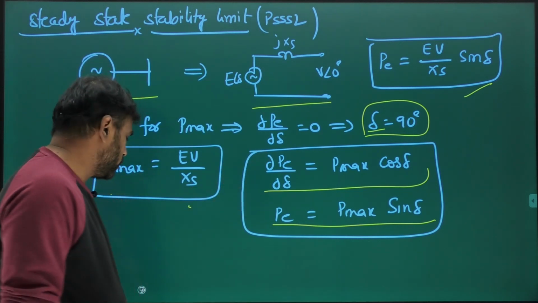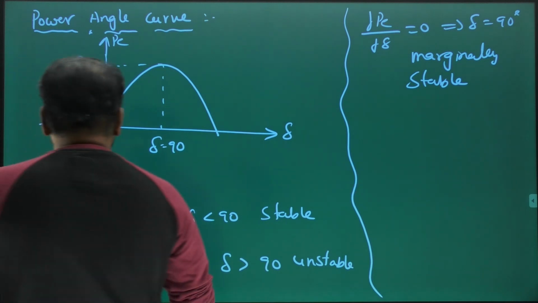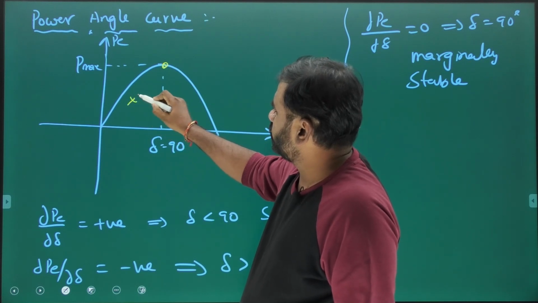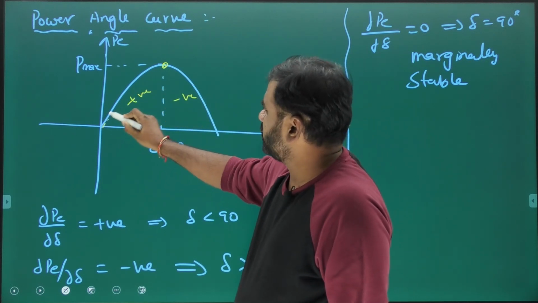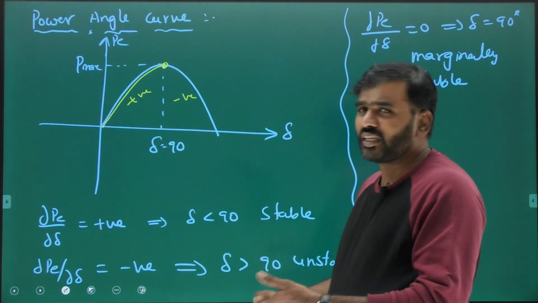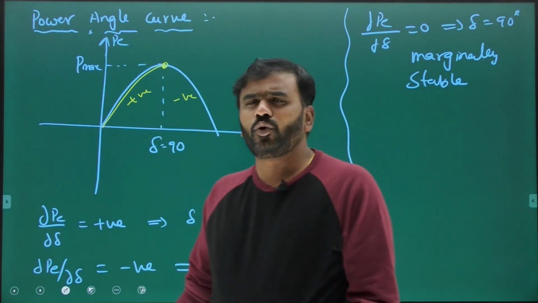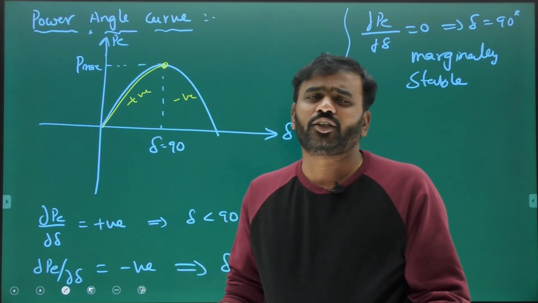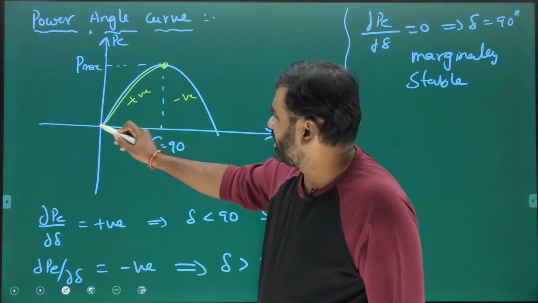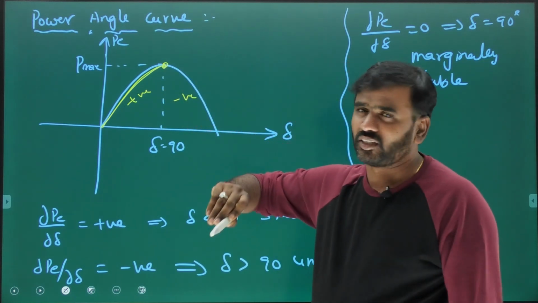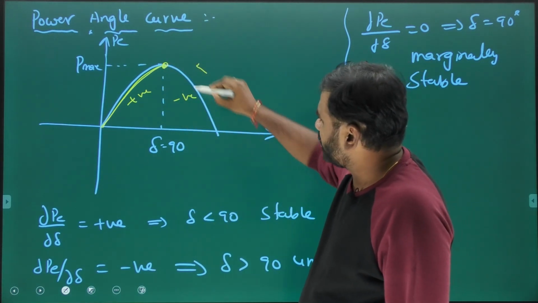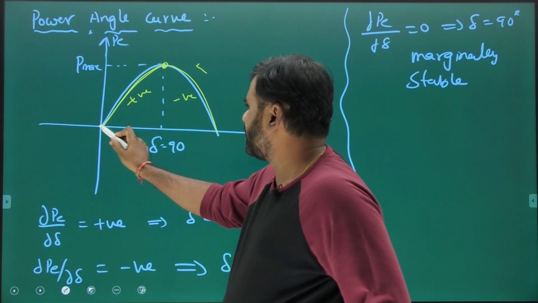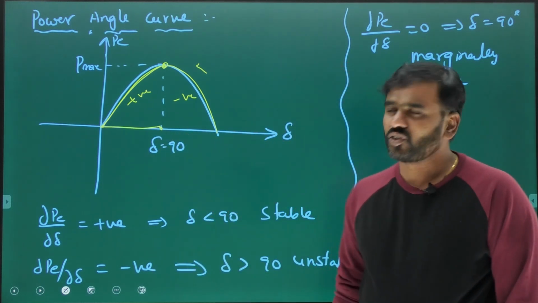This dou P by dou delta is also called synchronizing power. Why? Because let's see, dou P by dou delta is 0 here. Here it is positive and here it is negative. In this region, an increase in load angle means an increase in load, so there should be an increase in electrical power. If load increases and electrical power decreases, that is an indication of instability. So till here, if load increases, load angle increases and electrical power increases. But here, if load increases, electrical power is decreasing. That's why the system is unstable. That means up to 90 degrees the system is stable, and after 90 degrees the system is unstable.